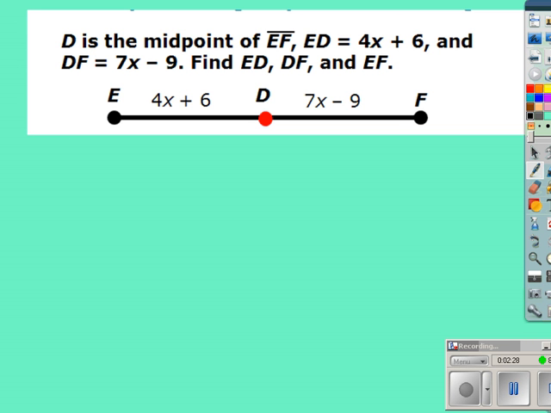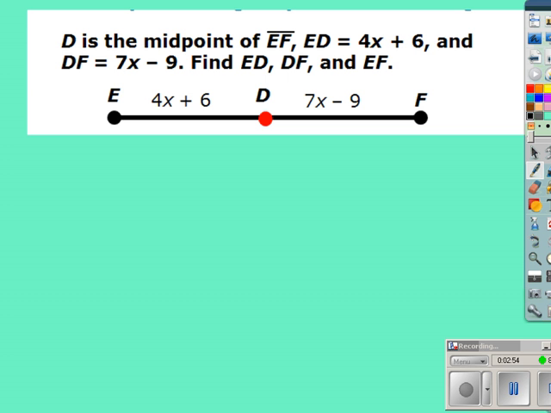Take a look at this one. D is the midpoint of line segment EF. ED is equal to 4x plus 6, and DF is equal to 7x minus 9. Find the length of ED, the length of DF, and the length of EF. So it's a little tricky, so go ahead and pause it, take a minute, see what you can do. Let's see how you did.